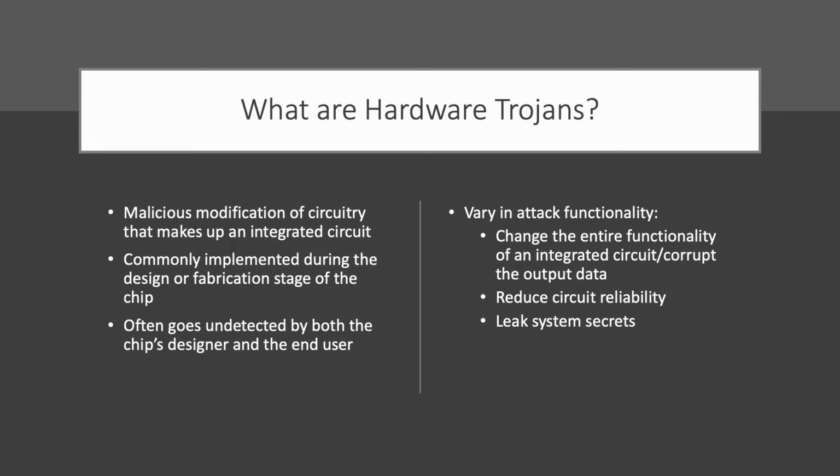These Trojans can vary in attack functionality depending on the malicious intent of the attacker. The Trojans in this course could change the entire functionality of the original circuit, or in other words corrupt data that was output by the circuit, reduce the overall reliability of the circuit, or they could leak system secrets. In the case of the output being corrupted, the data would be useless to the original receiver since it is incorrect.